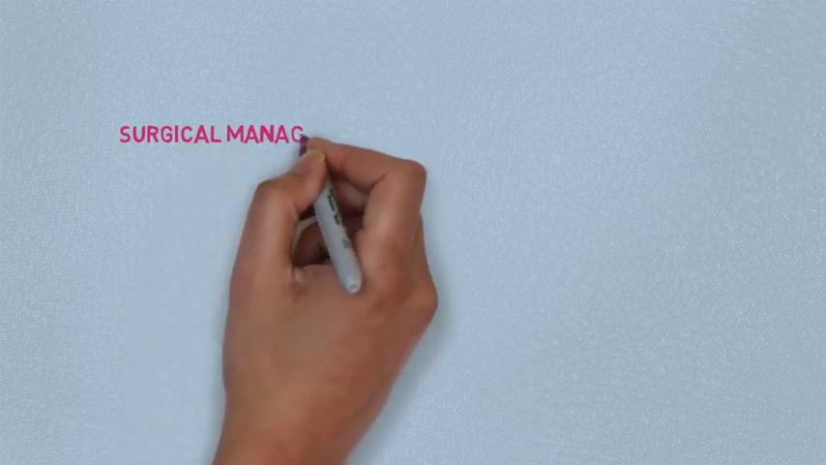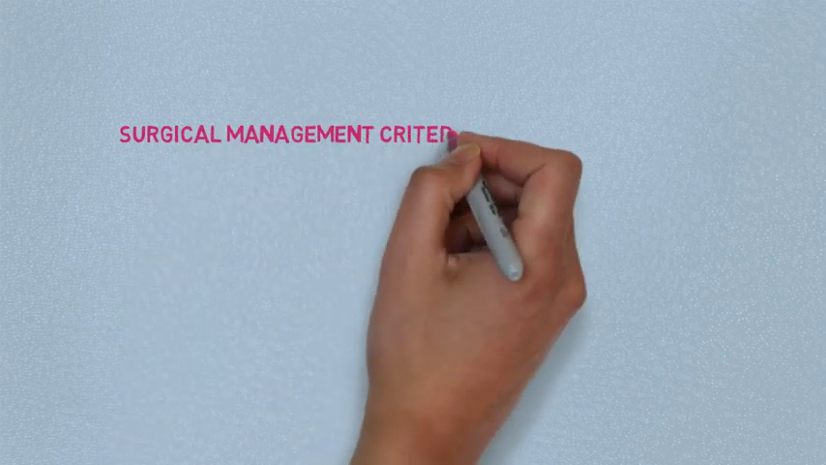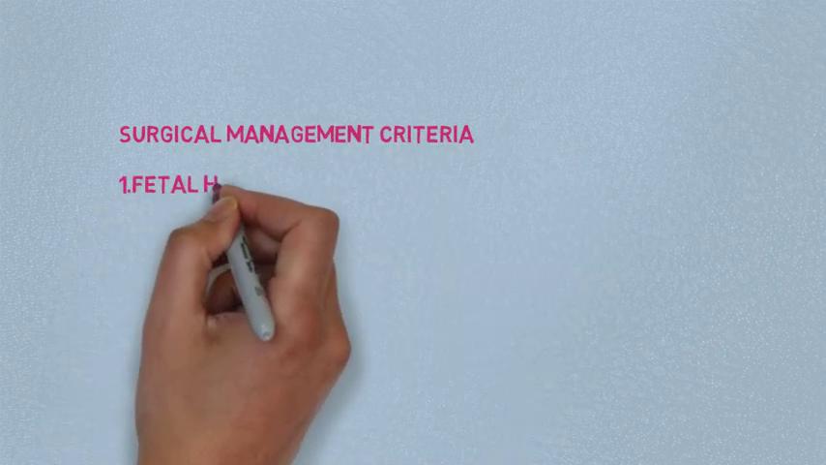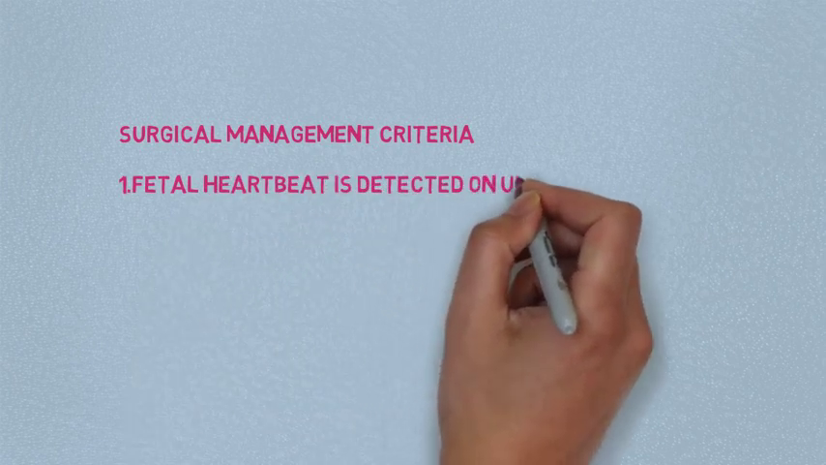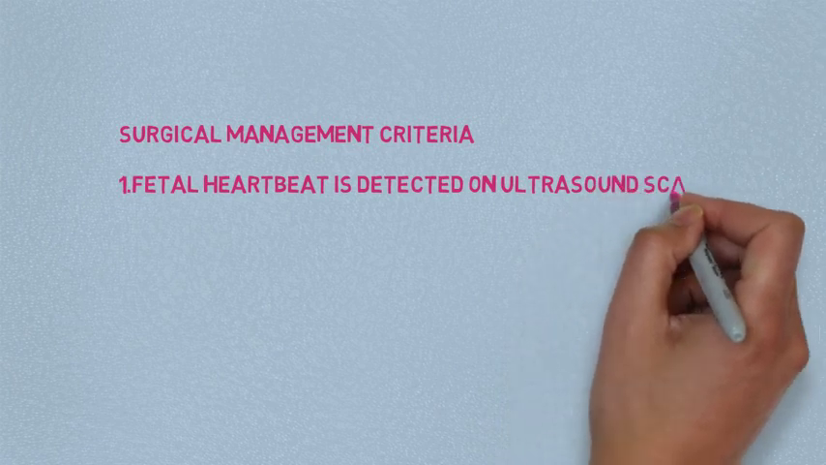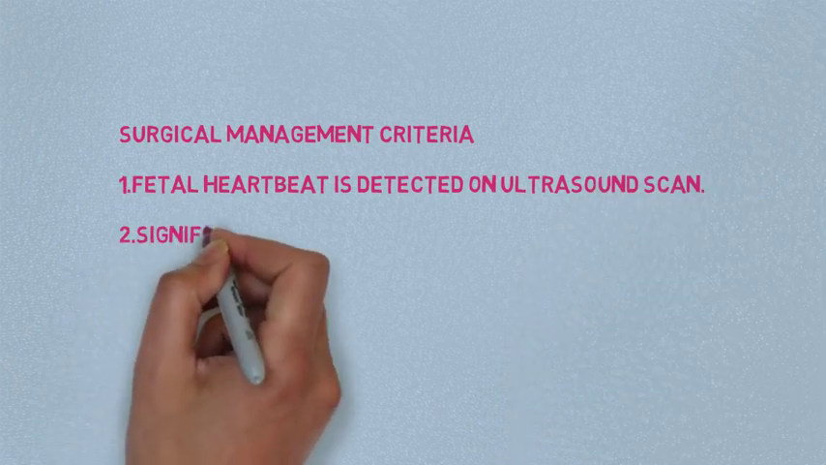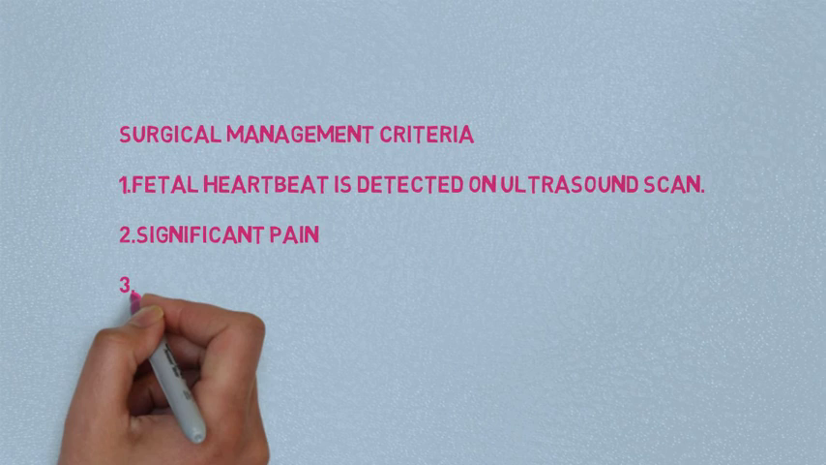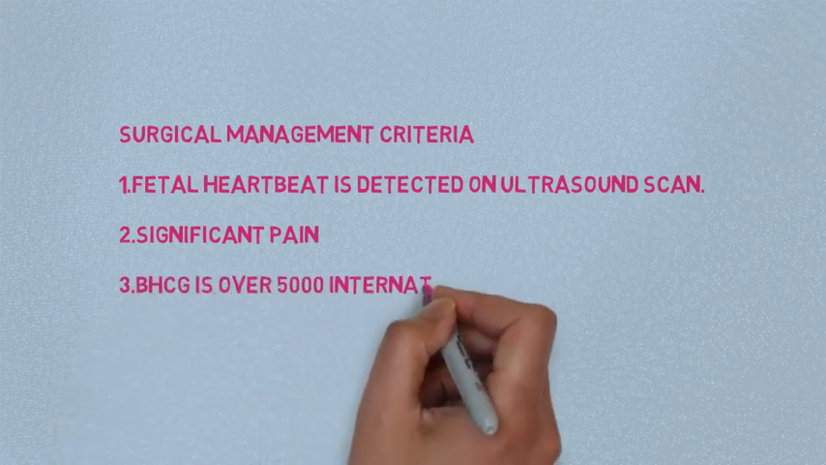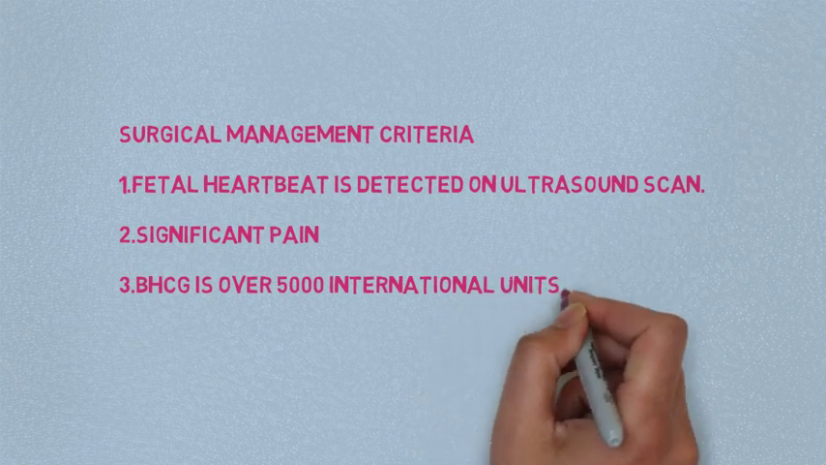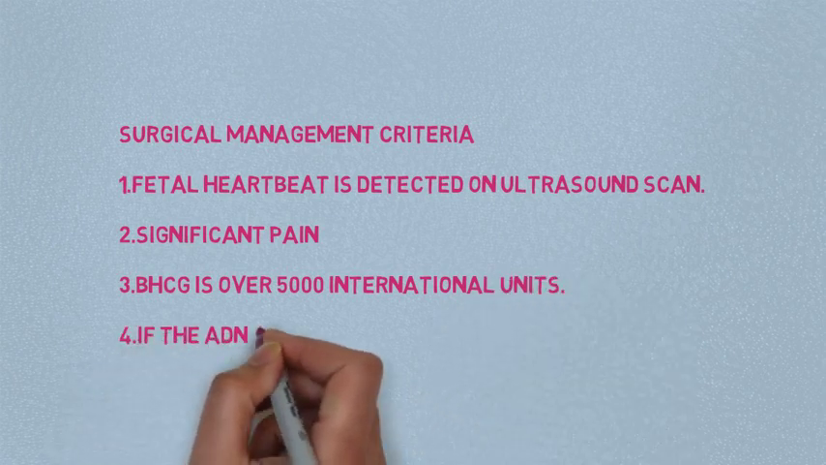A third possible option is surgical management, and this should be considered initially instead of medical management if a fetal heartbeat is detected on ultrasound scan, or if the lady is very unstable, if she's in a lot of pain, or if her serum beta HCG is over 5,000.